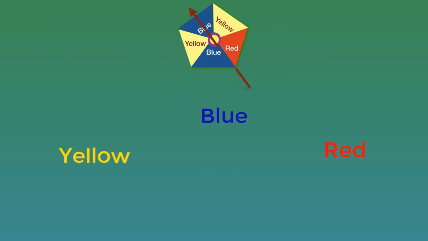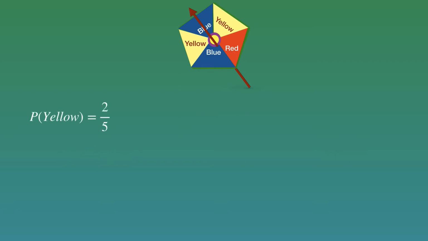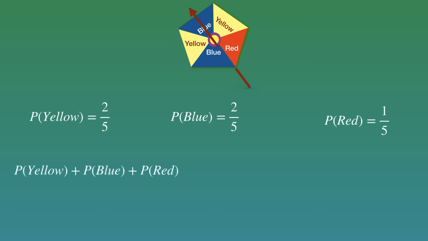Suppose that you spin the spinner. The probability that the spinner lands on yellow is 2 out of 5, as there are 2 yellow areas out of 5. Similarly, the probability of getting blue is 2 out of 5, and the probability of getting red is 1 out of 5. The events that the spinner lands on yellow, lands on red, and lands on blue are mutually exclusive. The spinner cannot land on yellow, blue, and red at the same time. The spinner lands on either yellow, blue, or red at a time.